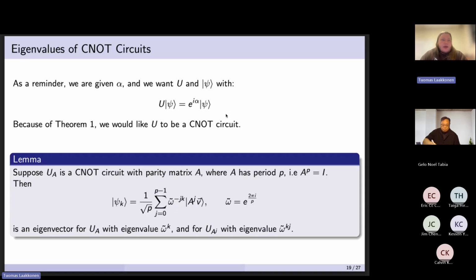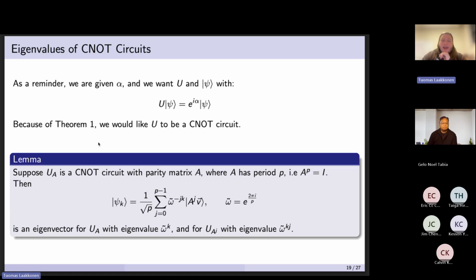Okay. So as I hinted at before, we would like it if controlled U is low T-depth. And we've just identified a whole family of circuits with low T-depth, which is controlled CNOT circuits. And so we're looking for U and psi that satisfy this equation. And because of the first theorem we proved, we would really like U to be a CNOT circuit. And so what we can do is, it's fairly easy to prove, just some algebra.